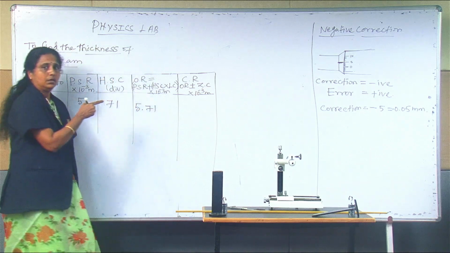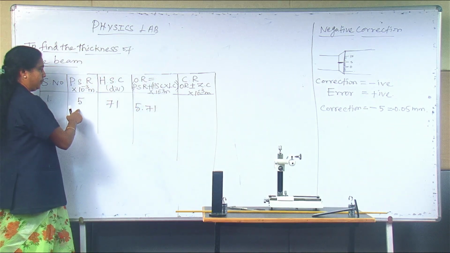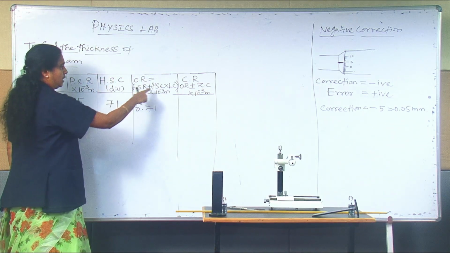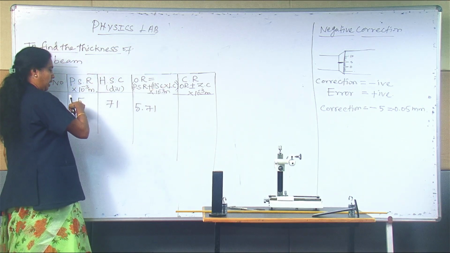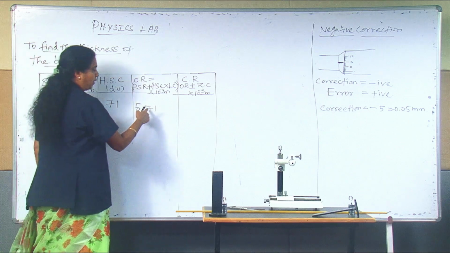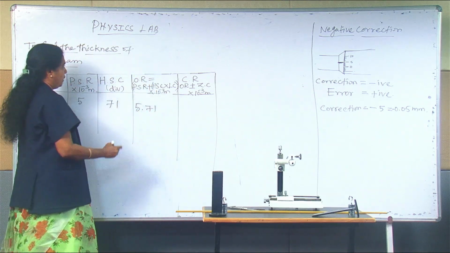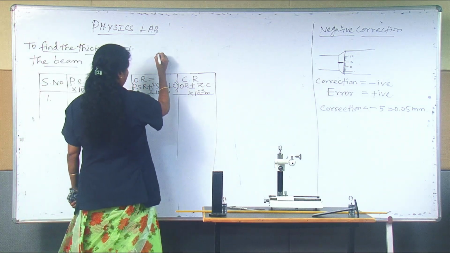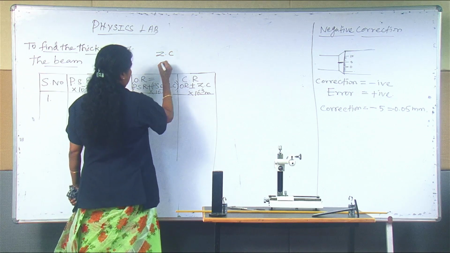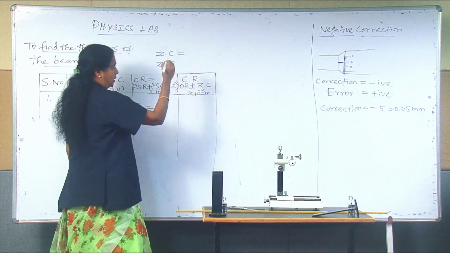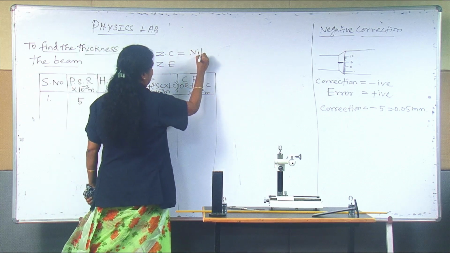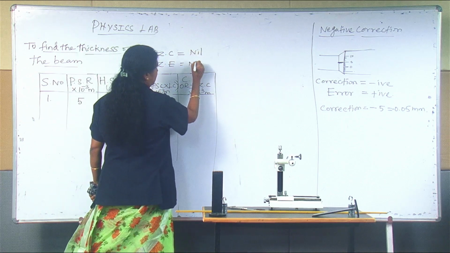Do you follow that? So pitch scale reading is 5. You have to multiply the head scale division with the least count, so it becomes 0.71, and then you have to add it to this pitch scale reading. So it becomes 5.71. Now the zero correction: first you should note down the zero correction and zero error. If there is no error, you simply put it as nil, and correction is also nil.